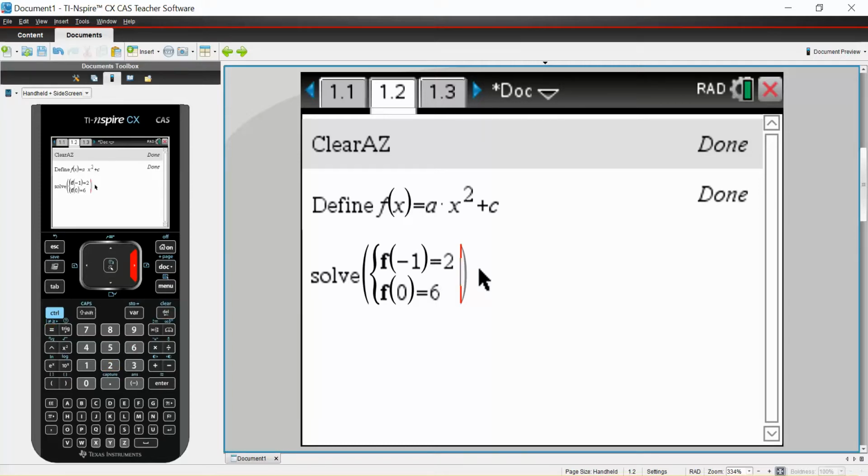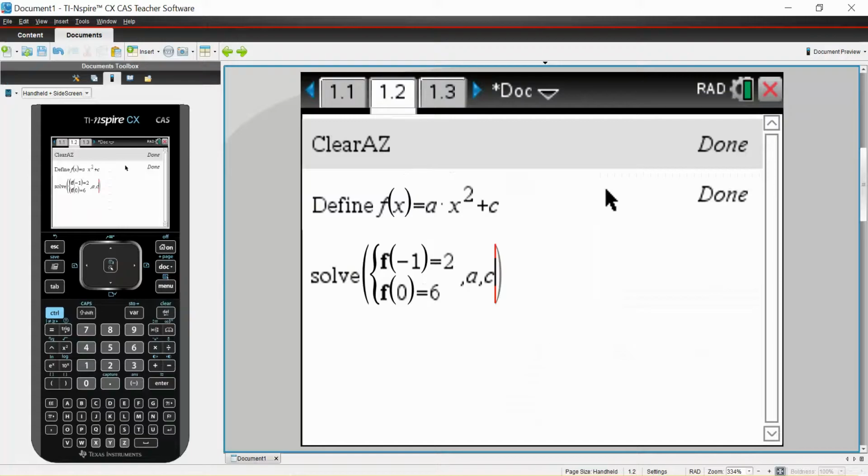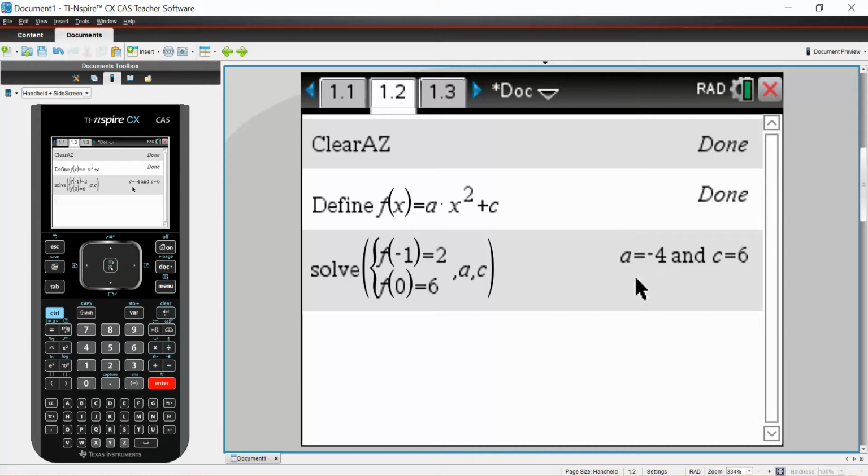I'm solving for a and c. Now notice where my cursors are. You can't just do a comma here. You have to move the cursor to the right, into this big bracket. You say, all right, I want a comma, solve for a, comma, solve for c. So you're really doing what I just did here: I substituted -1 in, sub 2 in, sub 0 in, and sub 6 in, and solved for it. Well, instead of doing it manually, you can do it on a calculator in 2 steps. Bam, a equals -4, and c equals 6.